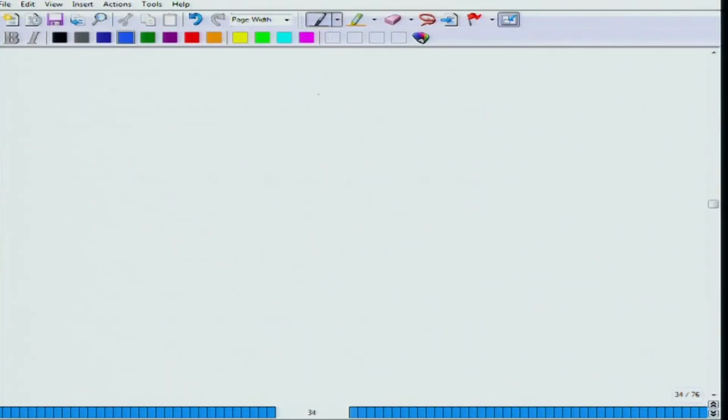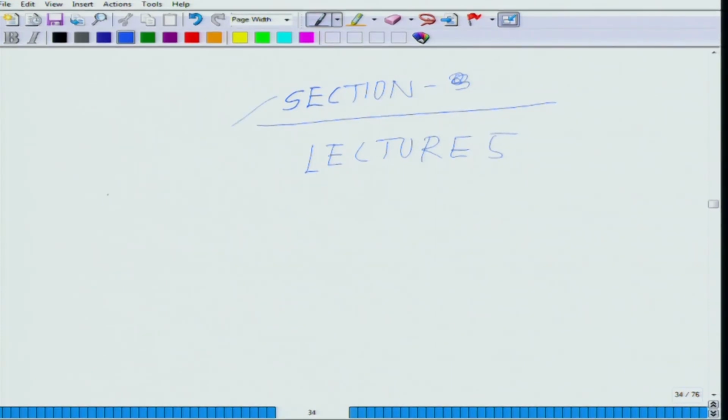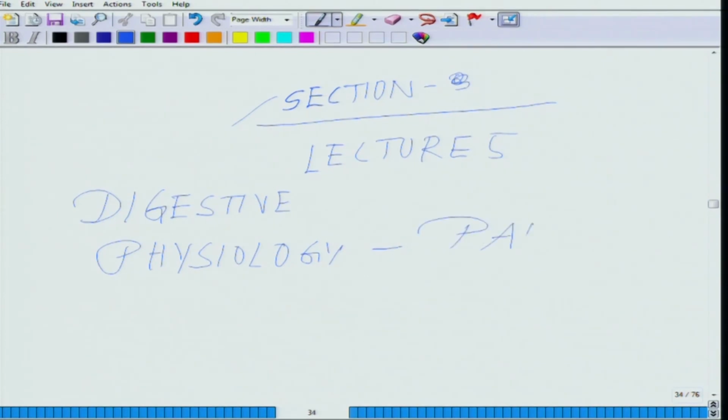So, we are into, just give me 1 sec, okay. This is lecture 5, section on digestive physiology. And we are into the section of pancreas and its endocrine functions.